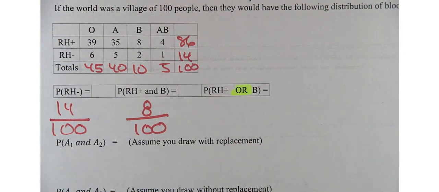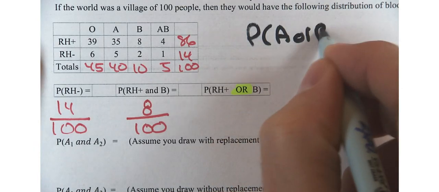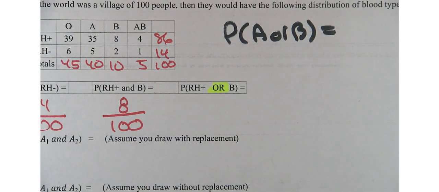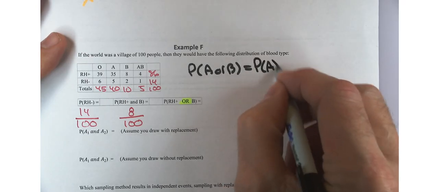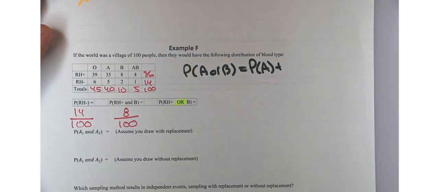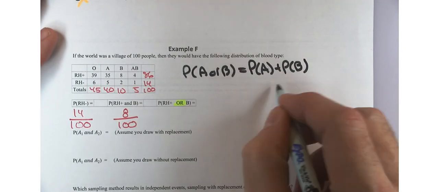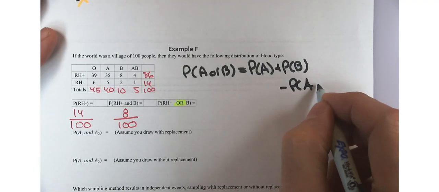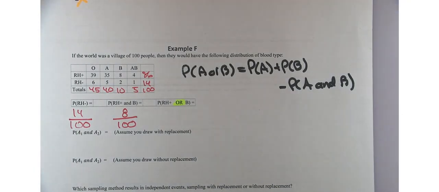So we want to go back to this one, probability of A or B. How do we calculate that in general? What's the general formula for this one? Equals probability of A plus the probability of B minus the probability of A and B. So probability of A plus probability of B minus the probability of their intersection.